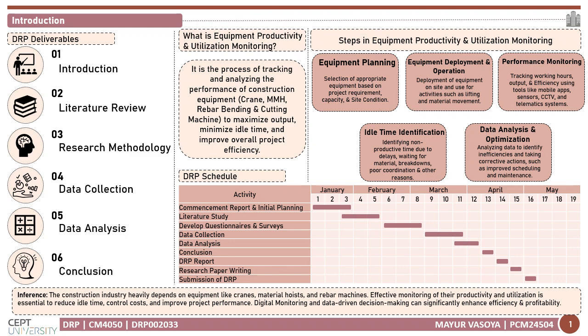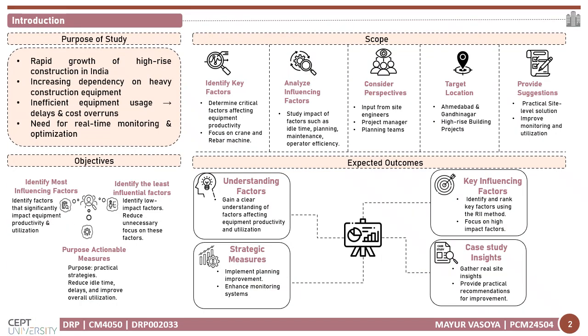And you can see our DRP schedule. So commitment report and initial planning are in January, then in February the literature study, and all the DRP work is completed, with the submission of the DRP report in May. So after introducing the topic and the overall research flow, I will now explain the purpose, objective, and expected outcome of this study. So now move on to the introduction part.